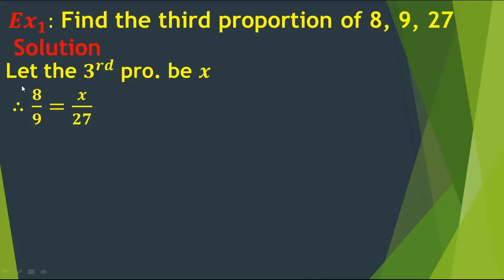Then 8 over 9 equals x over 27, because here we have the first 8, the second 9, and the third missed, let it be x, and the fourth 27. This is an equation. We can find the value of x: 8 times 27 divided by 9. Then x equals 8 times 27 divided by 9, which equals 24.